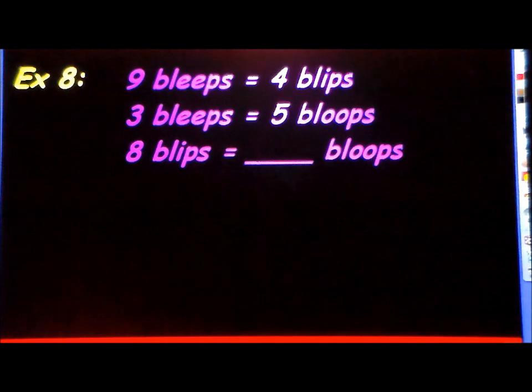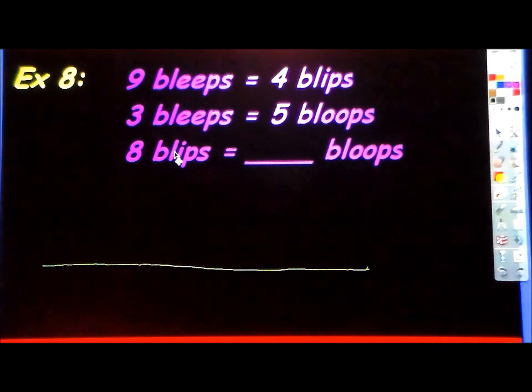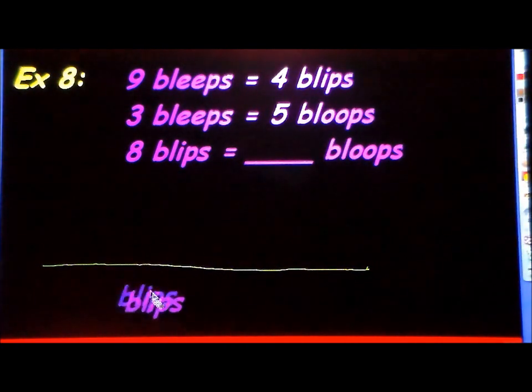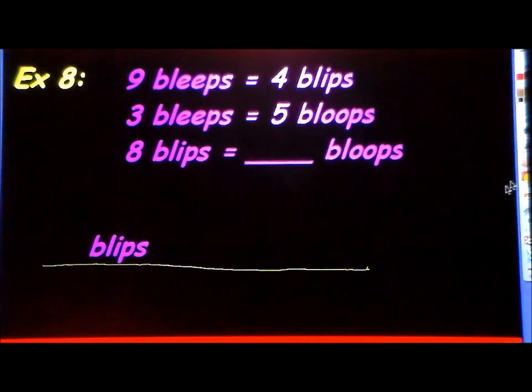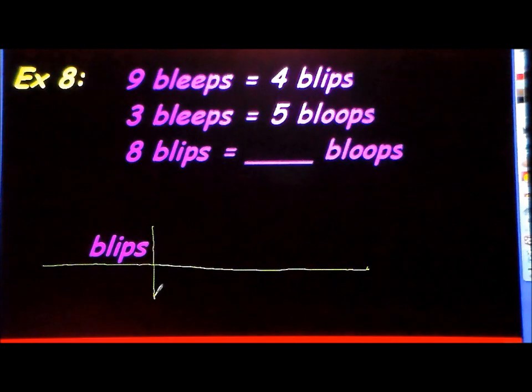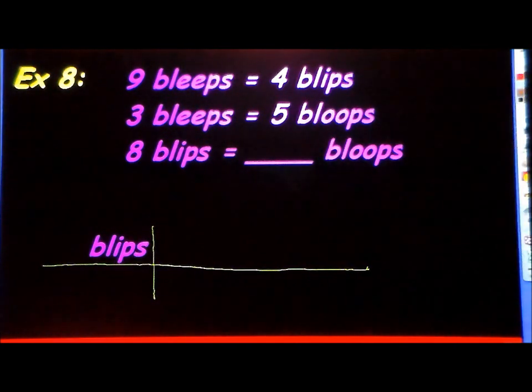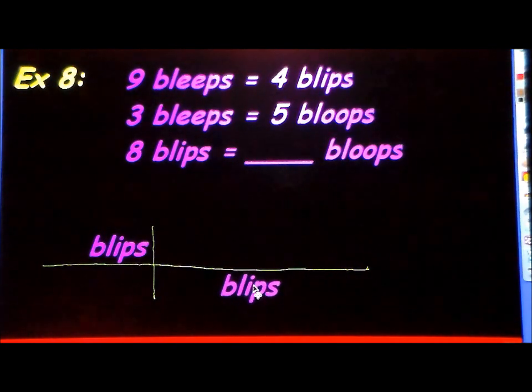All right, guys, you know me. I can't leave well enough alone at using lengths and time or money. I've got to come up with something that's really kind of weird. So let's see what we get. We're starting out, and we've got blips. So let's put blips up here. Now, just like the setup that we've been using all along, if I have blips up here, I need blips down here.